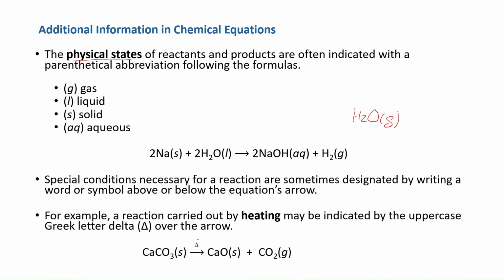Okay? Sometimes on top of the arrow, you can indicate special conditions, like you're doing it at a certain temperature. This triangle means that you're heating. Calcium carbonate can sit in a bowl in the cabinet for years. But the moment you heat it, it produces calcium oxide and carbon dioxide. So since you need heat, we indicate it. Many times, any extra information we want to give, we put on top of the arrow.